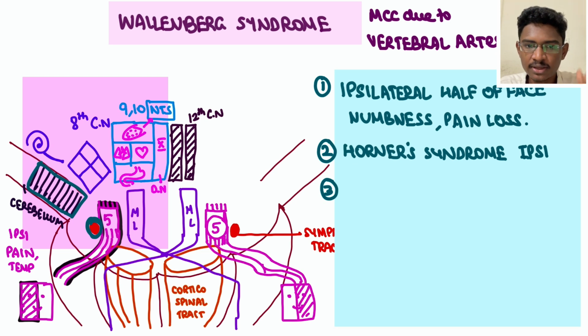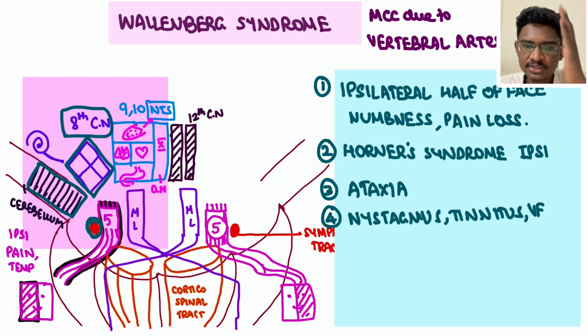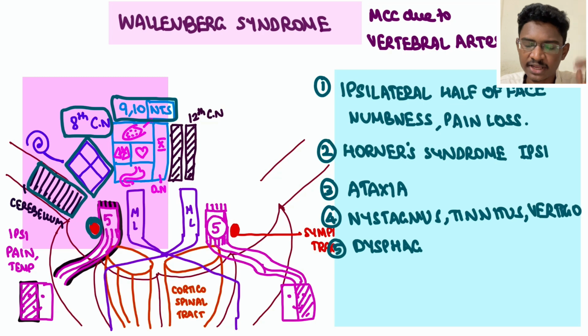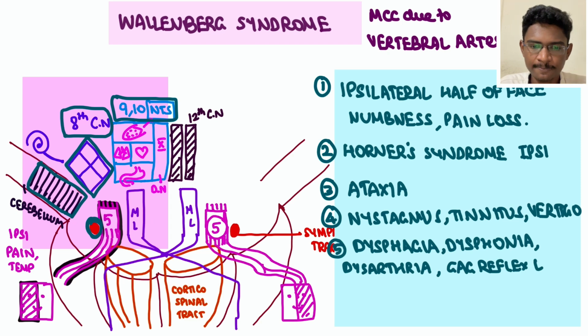Next, the 8th cranial nerve nucleus. So vertigo, tinnitus, all these things can manifest. Nystagmus. Then if the cerebellum is involved, ataxia, definitely. Next, 9th and 10th nerve involvement will cause dysphonia, dysarthria, and dysphagia. All these can manifest. And the gag reflex will be lost. All those will be there. So this will be seen.